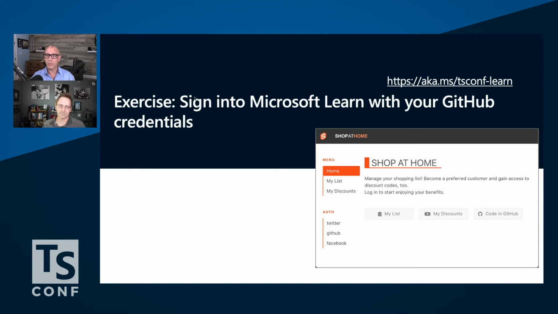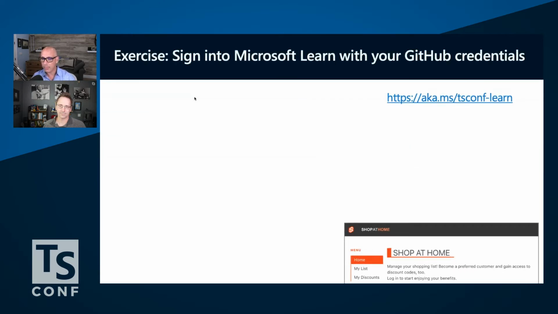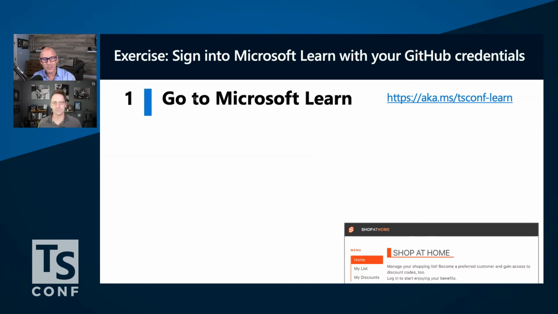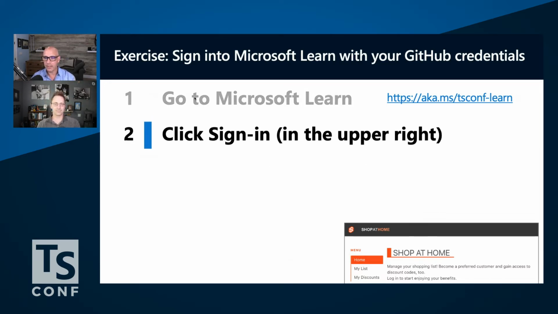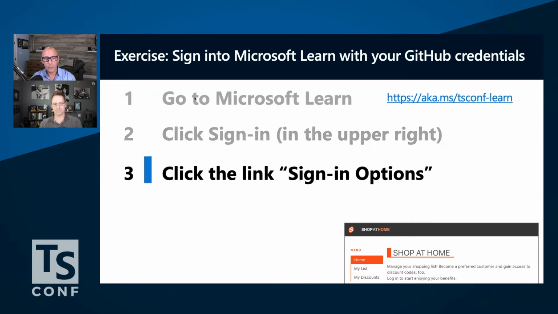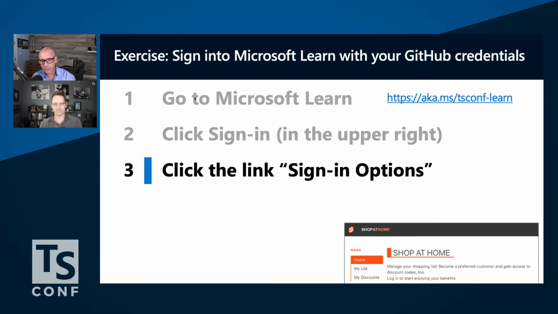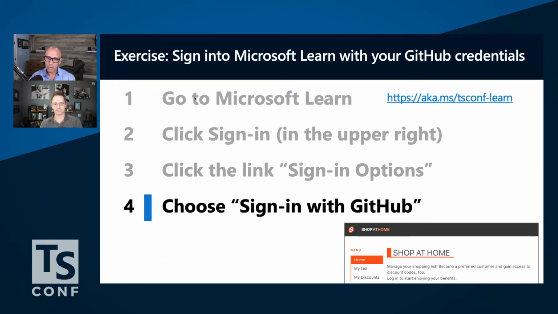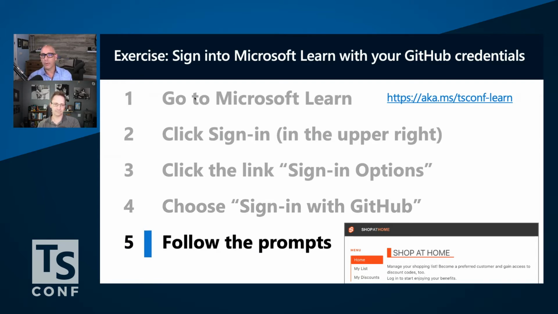So our first exercise, and I'm going to give you a preview of this, is how you can sign into Learn, Microsoft Learn, with your GitHub credentials. So if you've never gone into Learn before, it's super easy. It's going to ask you a couple steps. The first step, you're going to go to Learn at this link that I'll keep showing you. And once you go there, you're going to click on Sign in in the upper right-hand corner. Once you do that, this is the only tricky part. Instead of typing in your email address and all that, there's a link that says Sign in Options. If you click on that link, you'll then be able to choose Sign in with GitHub. And from there, it should be very easy for you to use your GitHub credentials by following the prompts.